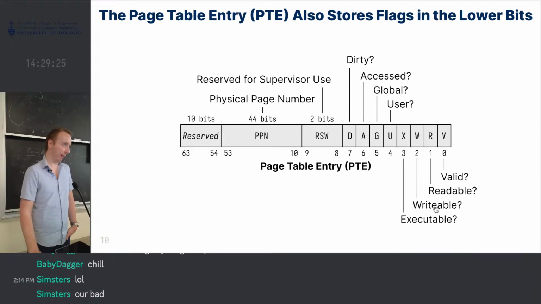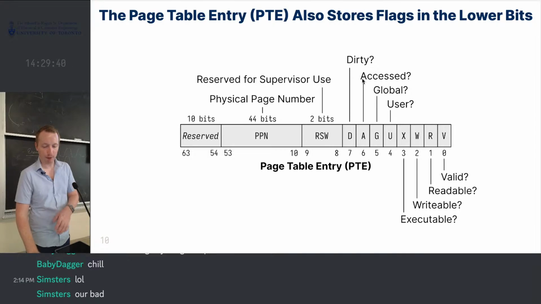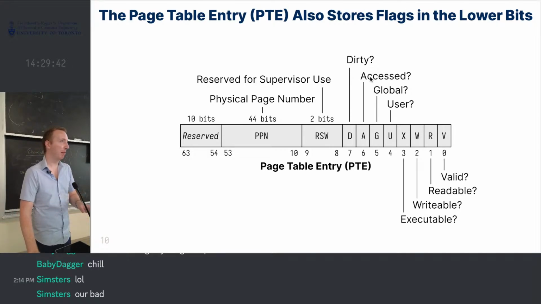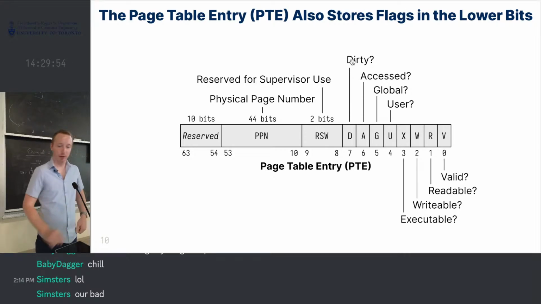But there are other things, like is this memory executable? User just means should it only be accessed in user mode. Global means it's mapped to the same physical address in every single process, and it's more of a performance flag. And then there are some flags just to keep track of things. Has this memory been accessed? Is this memory dirty? Get your head out of the gutter, it doesn't mean what you think it means. It just means that it has been modified or written to.